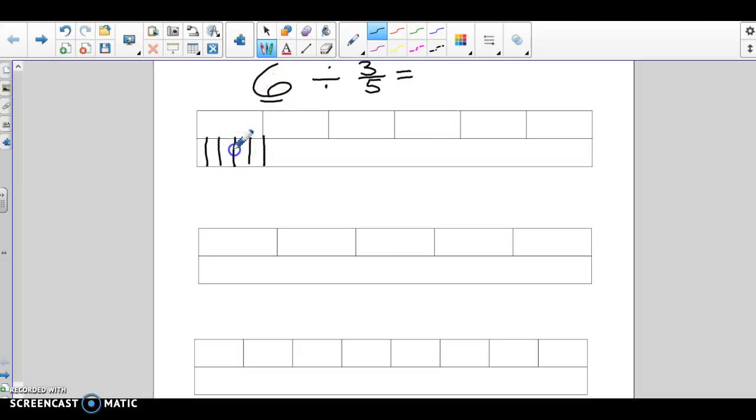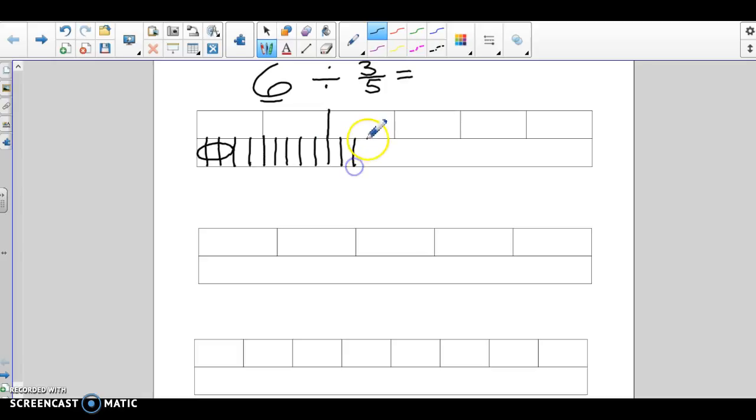So what we're going to do is very carefully circle 3 of the fifths. So there's one group. Now in order to make another group of 3/5, we need more. So let's keep breaking our 6 whole into groups of 3/5. So we have 1, 2, 3, 4, 5 parts. Let's just keep going.